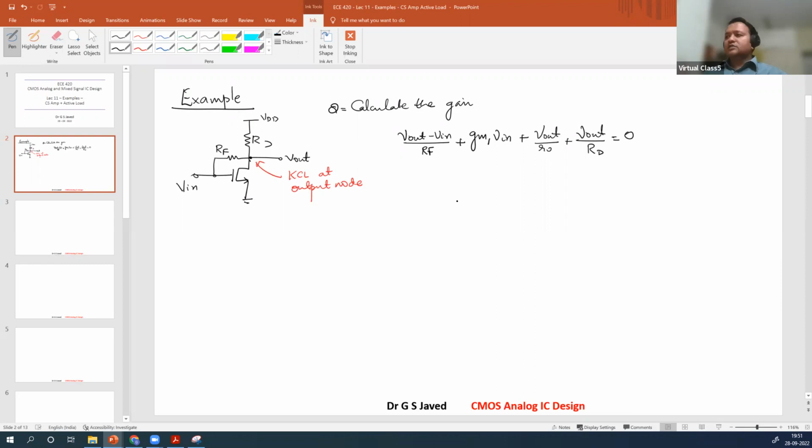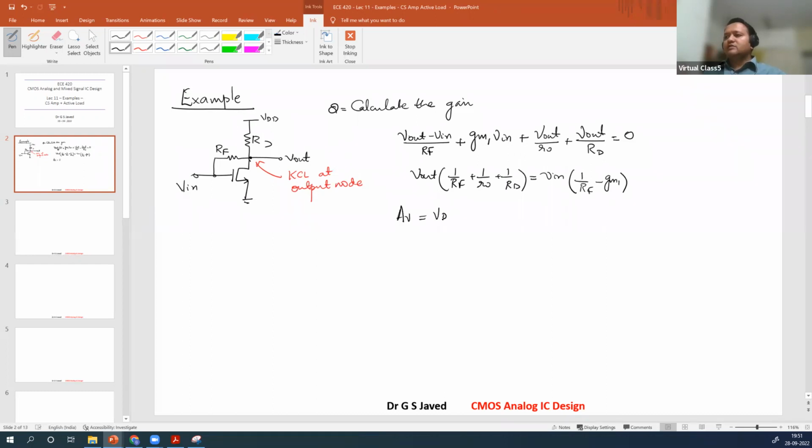Now, how do you simplify? Easiest way, you've got 2 Vin terms and 3 Vout terms. Vin terms, you take to that side. So Vout times 1 over RF plus 1 over R0 plus 1 over RD is equal to Vin by RF goes that side. So Vin, minus RF, that becomes plus RF. So 1 over RF minus gm1. So what is the gain?